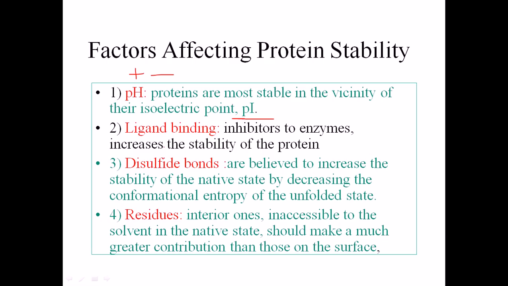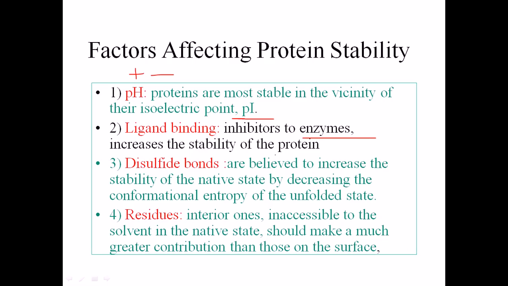Now the second thing is the ligand binding. Most of the time, ligand binding stabilizes the protein structure, most importantly in the case of enzymes. Enzymes in normal situations are stabilized, but when they bind with their substrate they become much more stabilized, and this stabilized structure helps the protein to be maintained inside the cell.